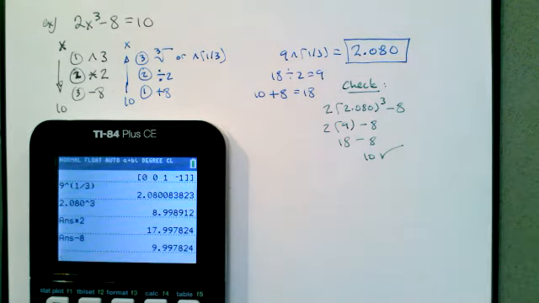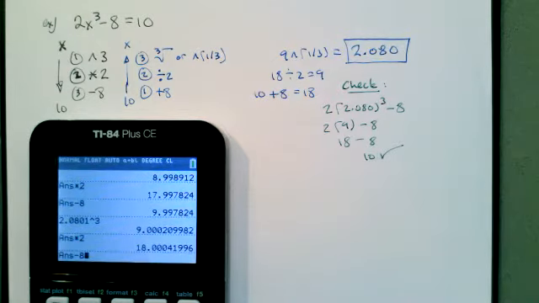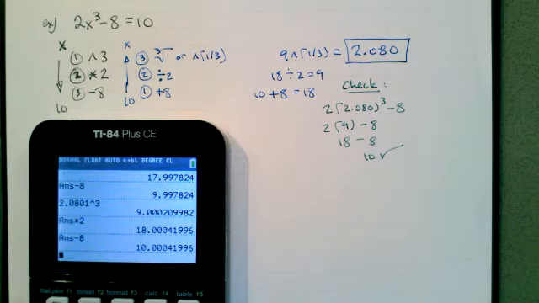So if I had a different rounded answer, 2.0801, if I raise that to the third power, it's closer to 9, and multiply by 2, and it's closer to 18, and subtract 8, and I'm even closer to 10. The more digits I keep, the closer we'll be to 10. So we just have to understand that we're not going to get it exactly if we start using rounded off information.